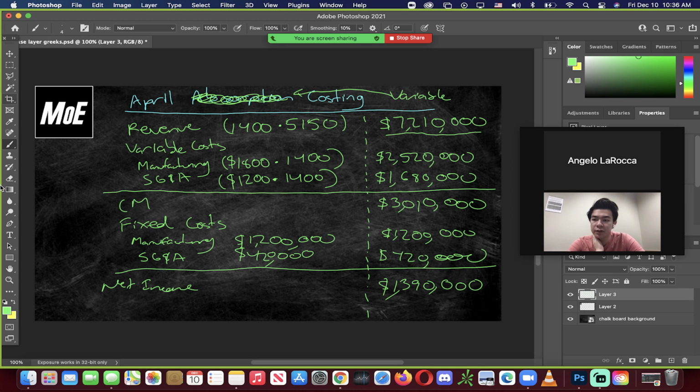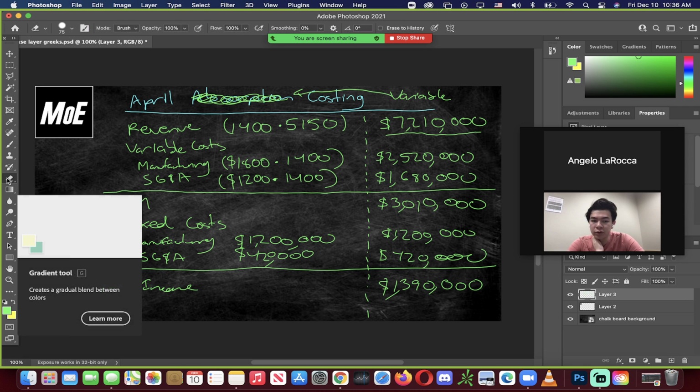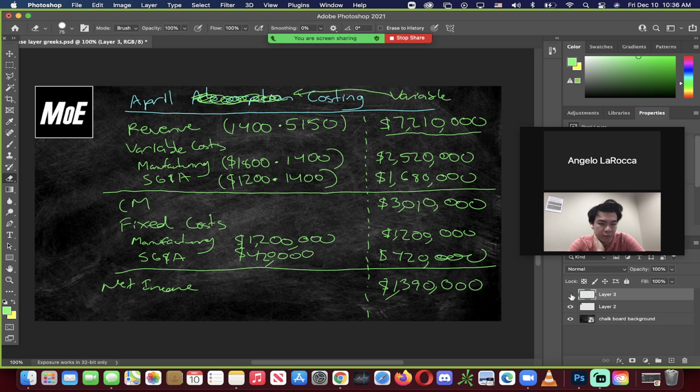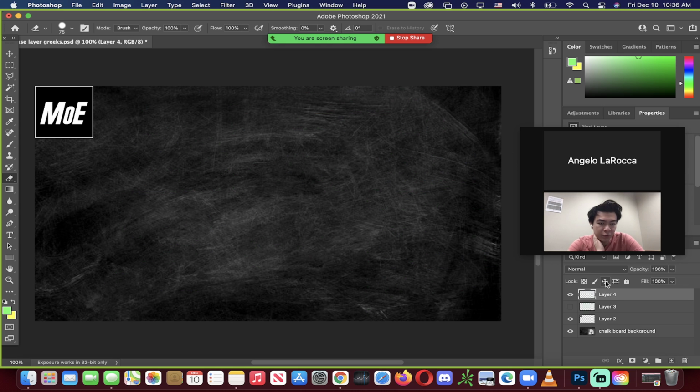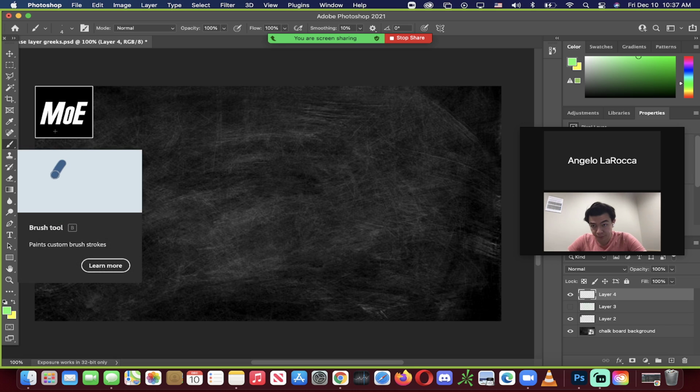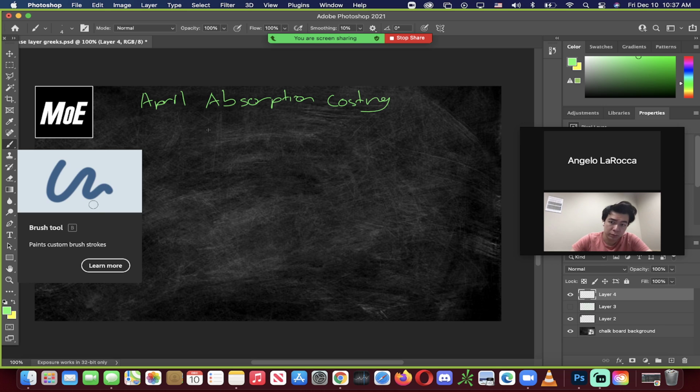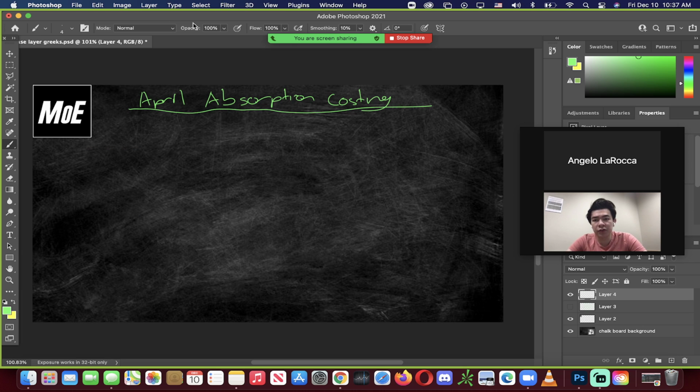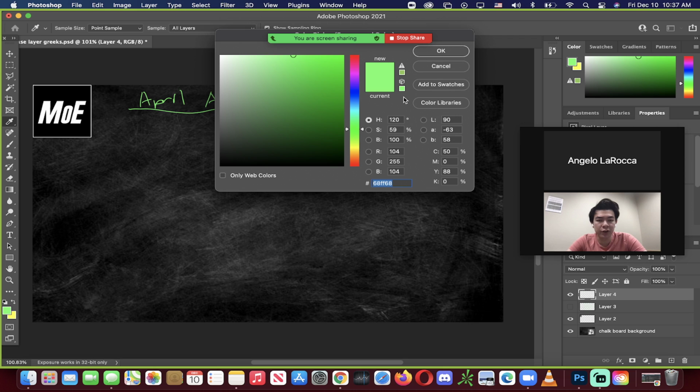So I'm going to take out my trusty little eraser tool. Or actually, I can just do this. There we go. Massive brain. All right. So let's do April and June. So let's do the April absorption costing first. Right. So first of all, we are going to start off with revenues.